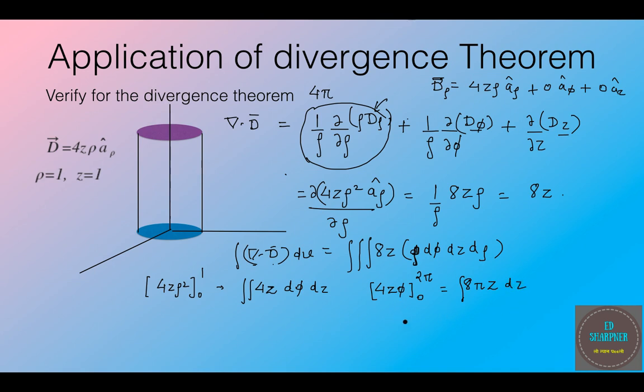If you do this, we get 4 pi z square for the limits 0 to 1, because z varies from 0 to 1, and then we can compute it as 4 pi. So as we can see from the divergence theorem as well, we got the same answer, which is 4 pi. So basically, when we calculated the surface integrals for the top surface, bottom surface, and the curved surface, we were lucky this time because the integrals of the top surface and the bottom surface were 0.